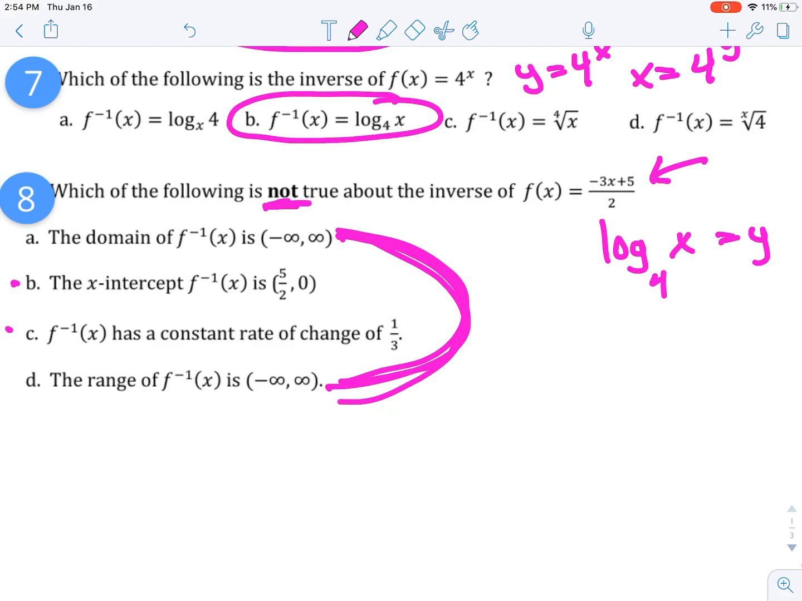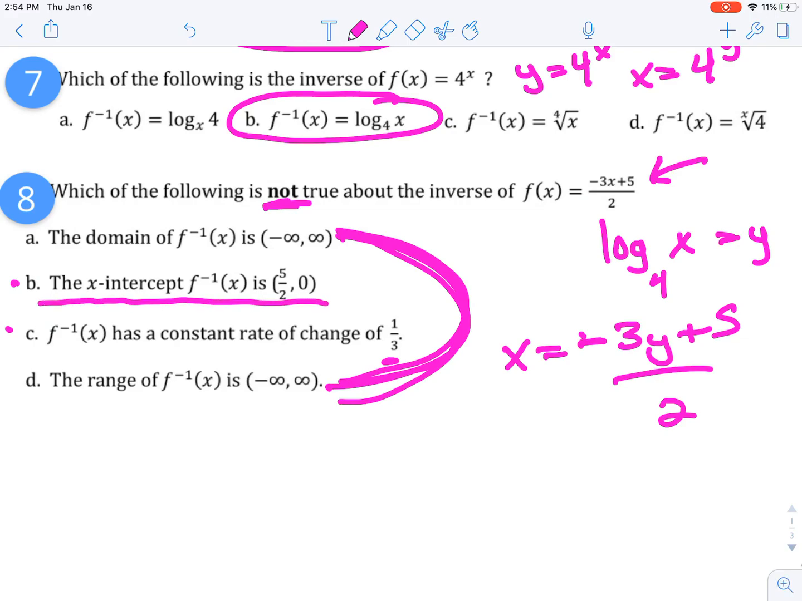Now, you can definitely go ahead and solve that for y. And then you could see that the slope or the rate of change is not 1/3, but I don't want to do that. I'm going to say that the x-intercept of f inverse of -1 is (5, 0). So that's of the inverse. So of the regular function, it would have to be switched. And if that's true, I know that this one would be okay.